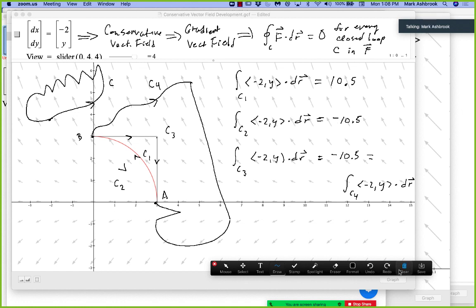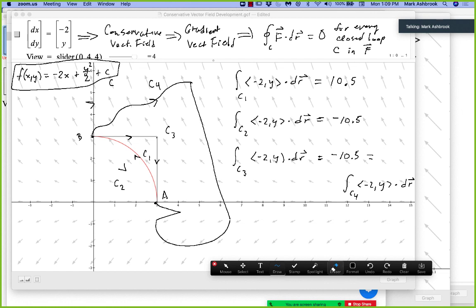Okay, so I should have mentioned that. We did that last time by looking for a potential function. So remember last time we said, is there a potential function, a multivariable function, whose gradient is this vector field? Can we write a function, if you took the gradient of it, you'd get this vector field? If you can, then it's a gradient field. And we found that it was negative 2x plus y squared over 2 plus c. And this c being a constant, not the c standing for the paths. Does that answer it? Yes.